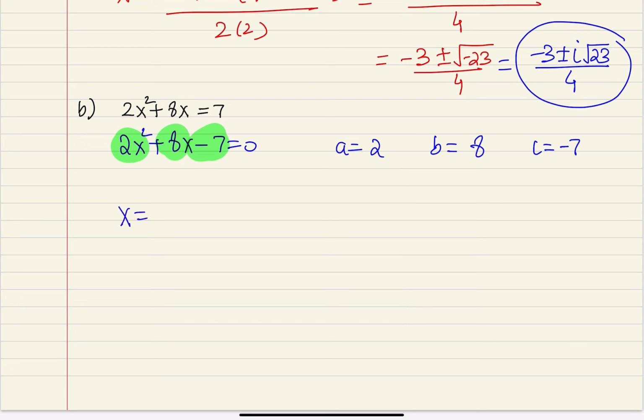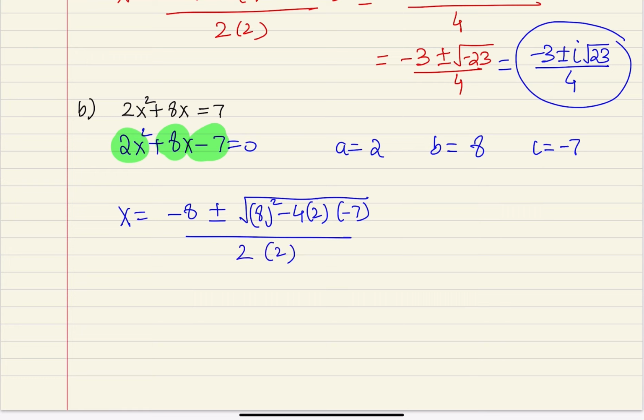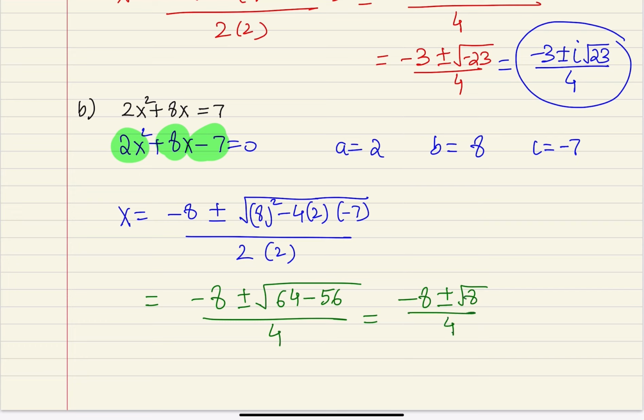Solutions here would be x equals negative b plus minus square root of b squared minus 4ac, divided by 2 times a. Okay, so we have negative 8 plus minus square root of 64 minus 4 times 2 is 8, 8 times 7 is 56, divided by 2 times 2 is 4. Now inside the square root we have 64 minus 56, and that would simplify to 8. So negative 8 plus minus square root of 8 divided by 4.